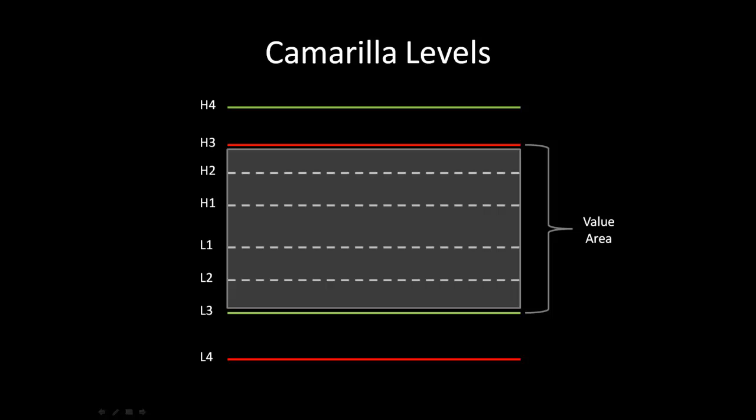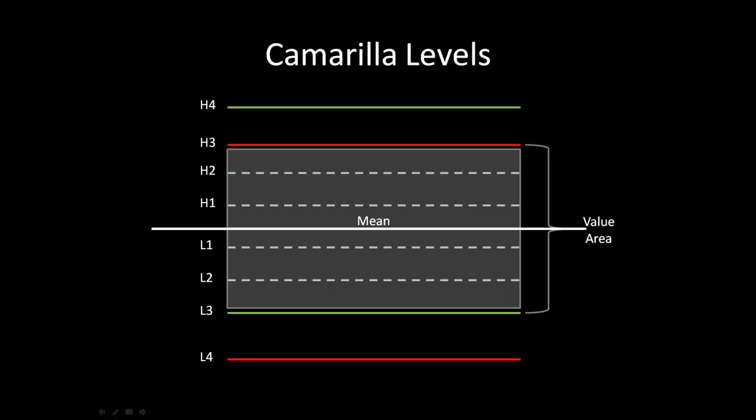The section in the middle between H3 and L3 is considered the value area. If you're familiar with the market profile value area, this is very similar. This is the value area of the indicator. In the center of the value area, of course, market profile has the point of control. This would be the mean, and I trade the ES, and the ES is a reversion to mean type of market, so price is generally trying to work its way back towards the mean from the upper and the lower levels.